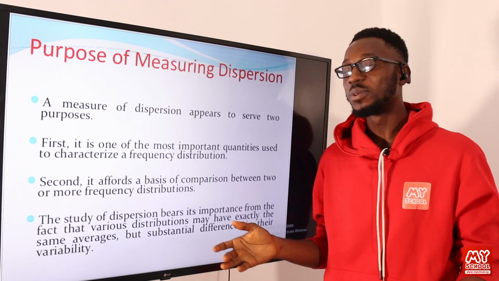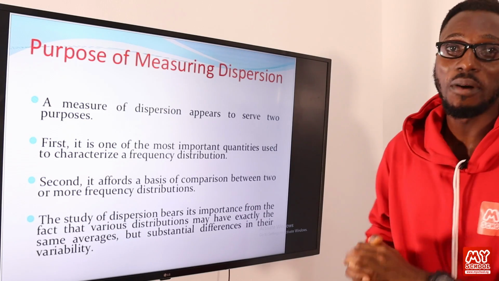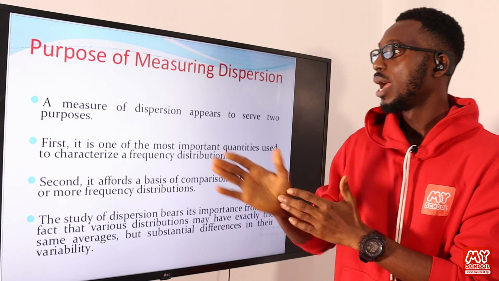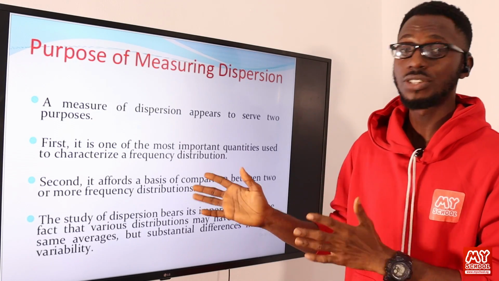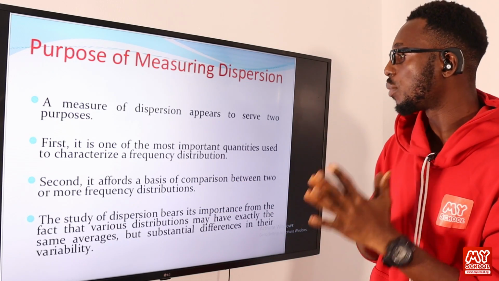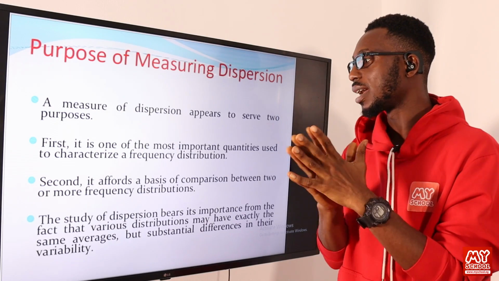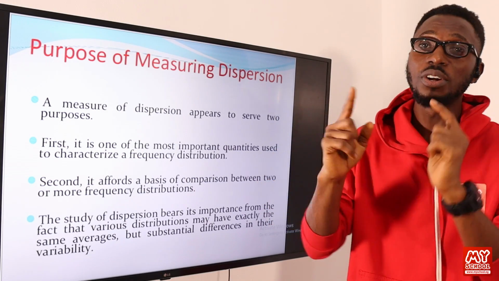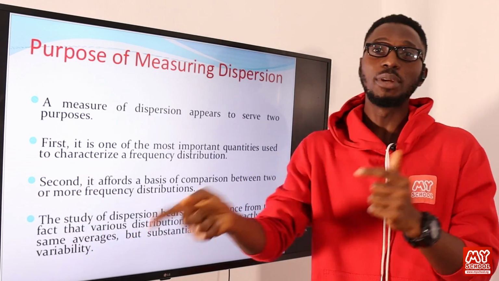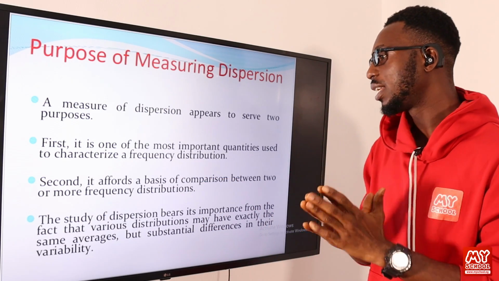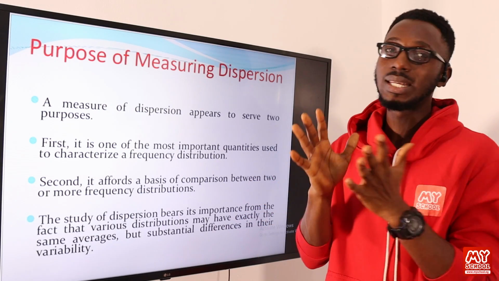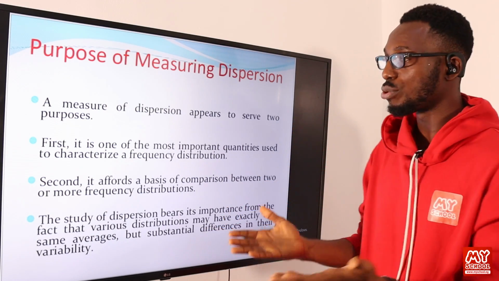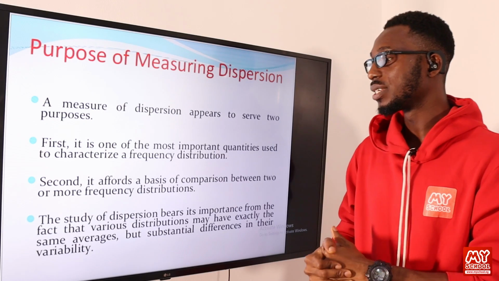Okay, so what is the purpose of measuring dispersion or variation? A measure of dispersion appears to serve two purposes. There may be more, but let's just work with this. First, it is one of the most important quantities used to characterize a frequency distribution. You recall our frequency distribution can be grouped. Second, it affords a basis of comparison between two or more frequency distributions, so it allows you to compare them together.